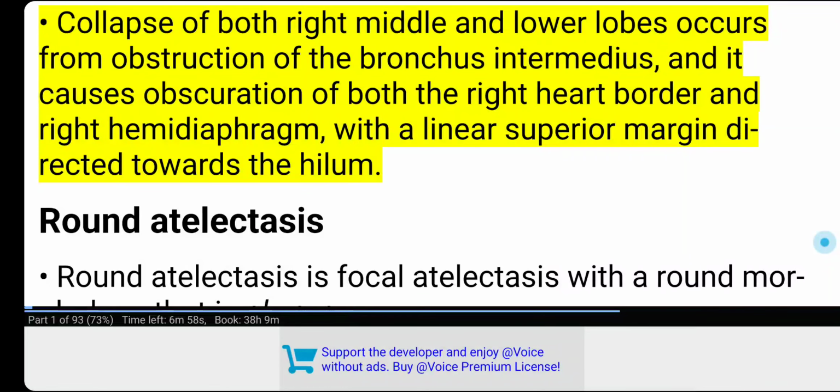Collapse of both right middle and lower lobes occurs from obstruction of the bronchus intermedius, and it causes obscuration of both the right heart border and right hemidiaphragm, with a linear superior margin directed towards the hilum.